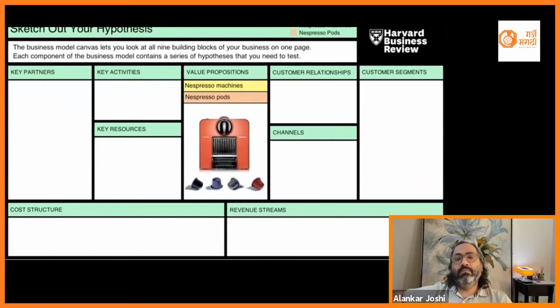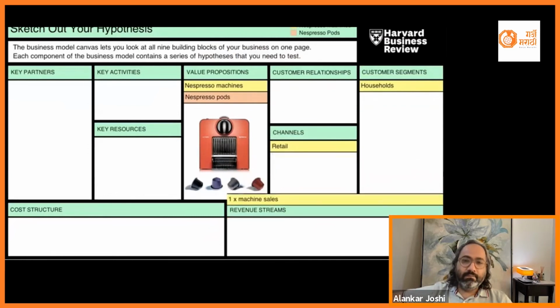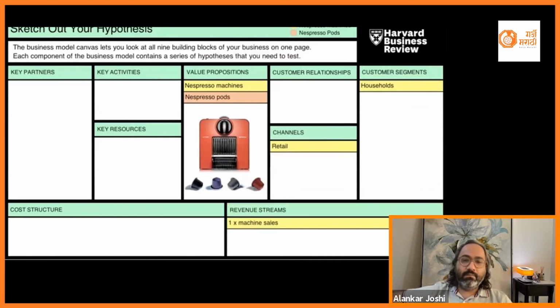They sell the machine to retail to households, which means they earn a one-time transactional sale from selling the machine. Most of that money goes to the key partners, the machine manufacturers, who they work together with.